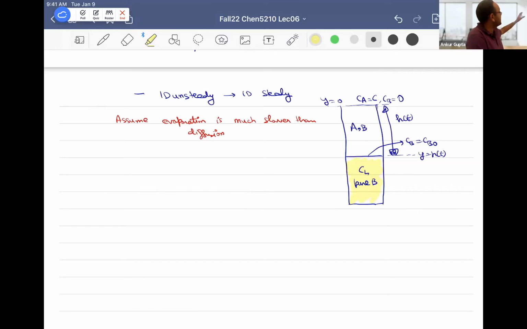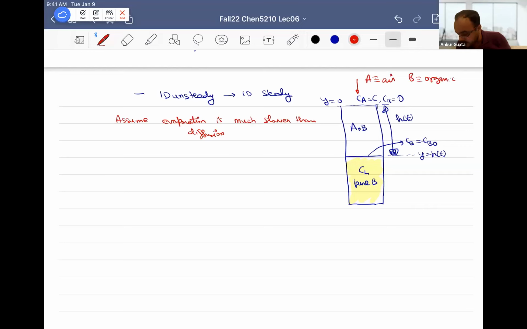The problem was an organic liquid in a vertical column. Think of it like acetone in a liquid column. A is the air and B is the organic vapor. Outside the tube, the organic vapor concentration is 0 and the air concentration is C, small c. The organic vapor is evaporating with time, so this height h of t, which is the vapor column, is increasing with time. y is the direction downwards in this case, and Cl is the concentration of pure B.